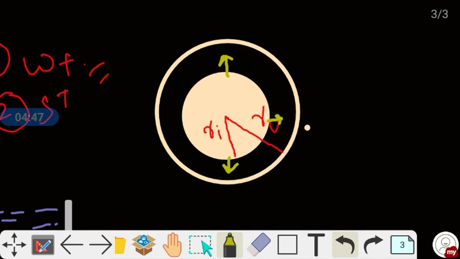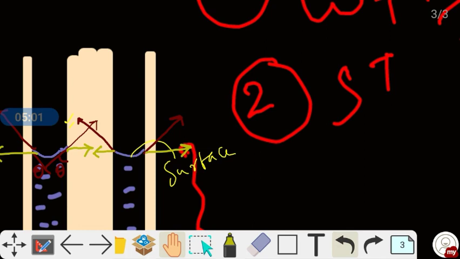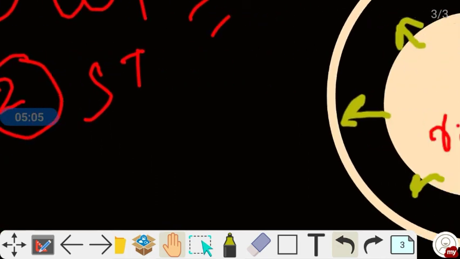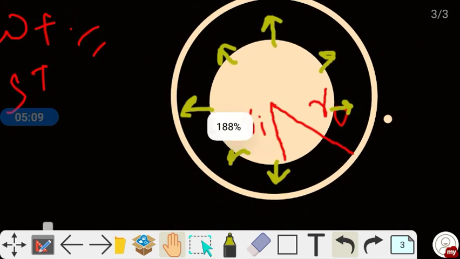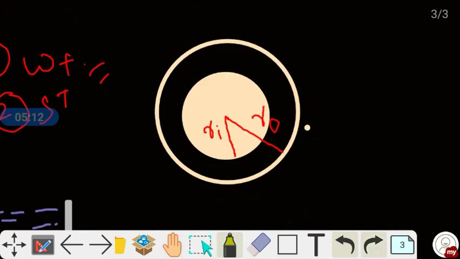Something like this, in the entire periphery of inner radius, and also in outer radius. Here you can see the direction of the forces are inwards. So the direction of forces will also be inwards here. I've shown it outwards, but actually it will be inwards. So now let's show the forces inwards.